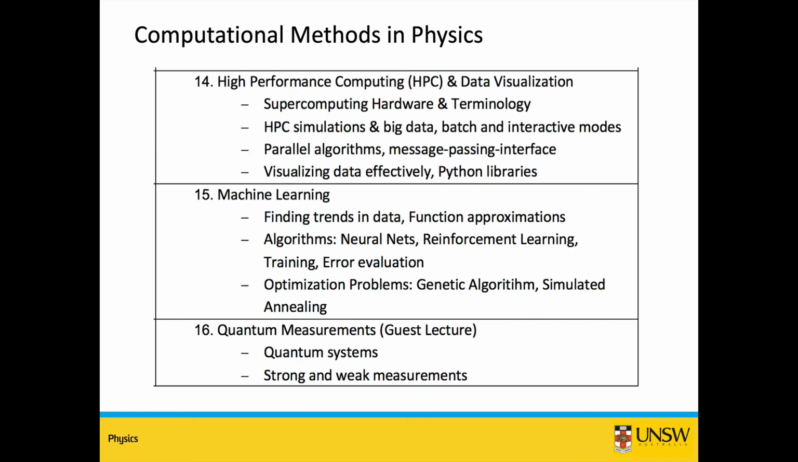And then we will briefly talk about high performance computing, how you can use large computing resources to make your code faster, run faster, and also handle large amounts of data. Then we will discuss machine learning techniques such as neural networks and reinforcement learning, and also show you how to use different algorithms to optimize a problem. For example, such as genetic algorithm, simulated annealing, this type of techniques.